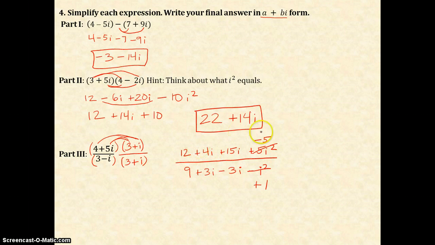So on the top, 12 minus 5 is 7. 4i plus 15i is plus 19i. And on the bottom, 9 plus 1 is 10, and 3i and negative 3i is 0, so it's just this. Now, is this in a plus bi form? Not quite yet. So I can break apart this into two fractions. 7 over 10 plus 19 over 10 i.